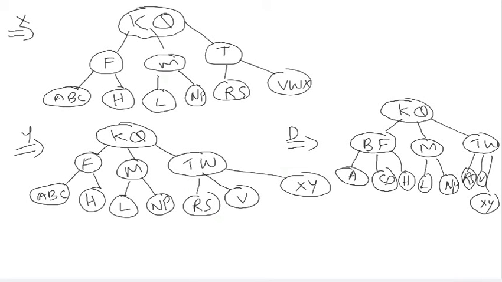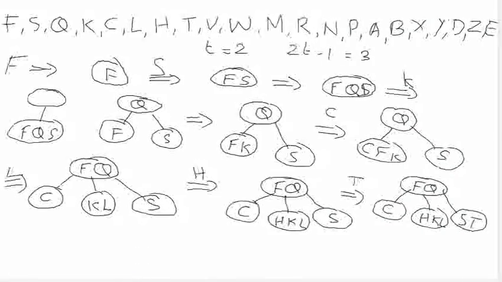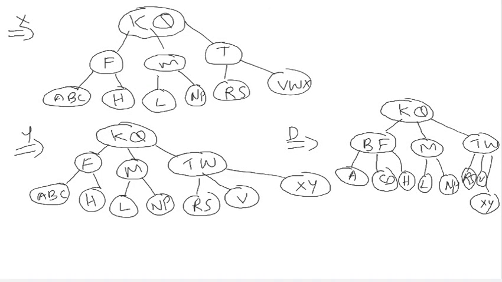Okay, so K, Q, B, F, M, then T, W, A, then we have C, D, E. To the right of this we have H, to the left of this we have L, to the right of this we have N, P. So here we have R, S, V, and X, Y, Z.